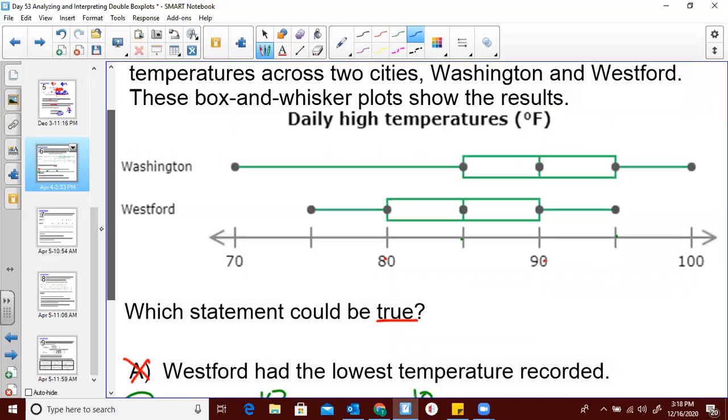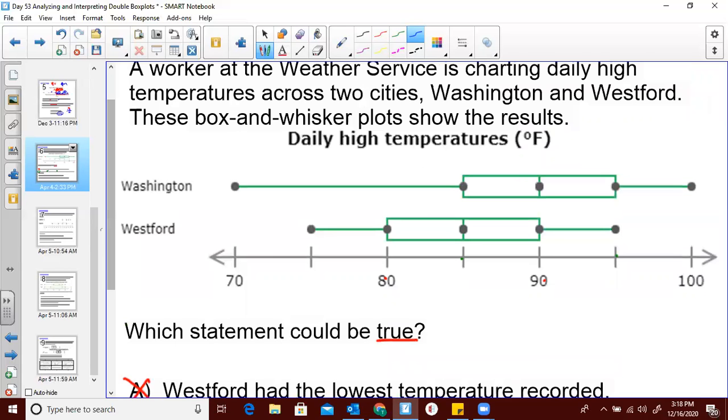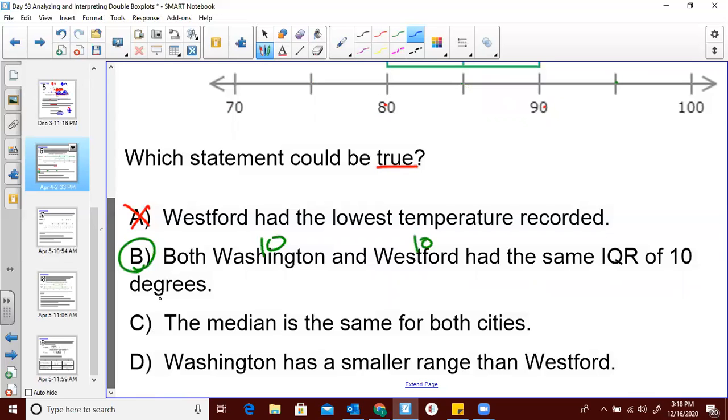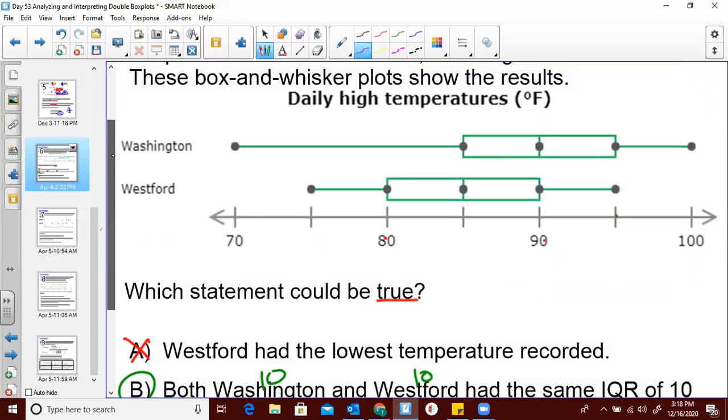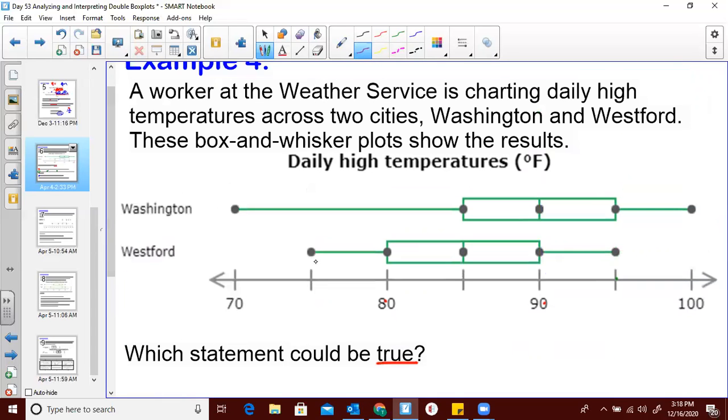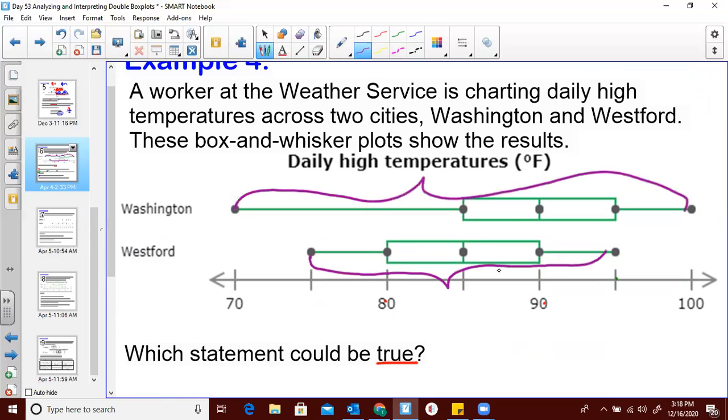The median is the same for both cities. Quick. Median, medium. No. Westford median is 85. Washington is 90. No, it cannot be C. Washington has a smaller range than Westford. This one's visual. You can just kind of see that Westford's a shorter box plot. That means that it's going to have a shorter range.